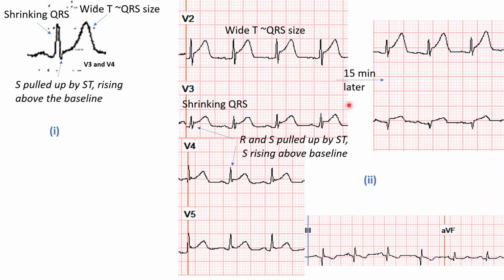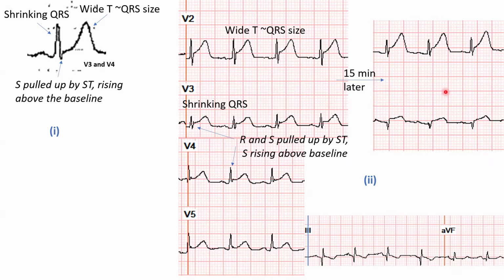STEMI will progress somehow. The QRS will further shrink. You may have evolving Q waves. You may have a more glaring wide T, or you may start having T wave inversion, or you may start having more pronounced reciprocal ST depression or T inversion. So again, repeat the EKG and look for those evolving signs.